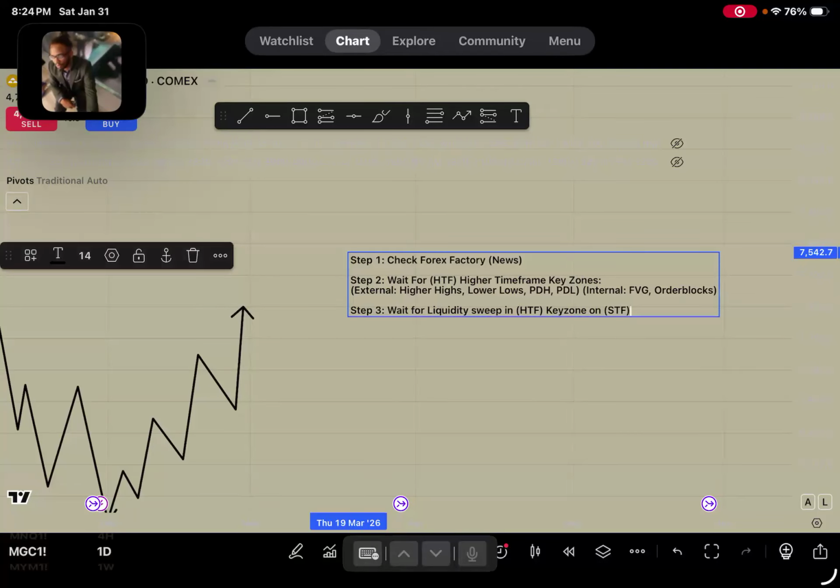That one, check Forex Factory news. Step 2, wait for HTF, higher time frame. What's PDL? What's that? PDH, PDL: previous day high, previous day low.